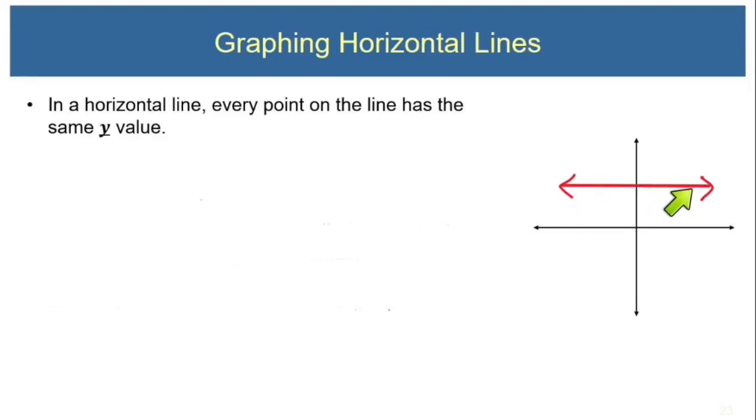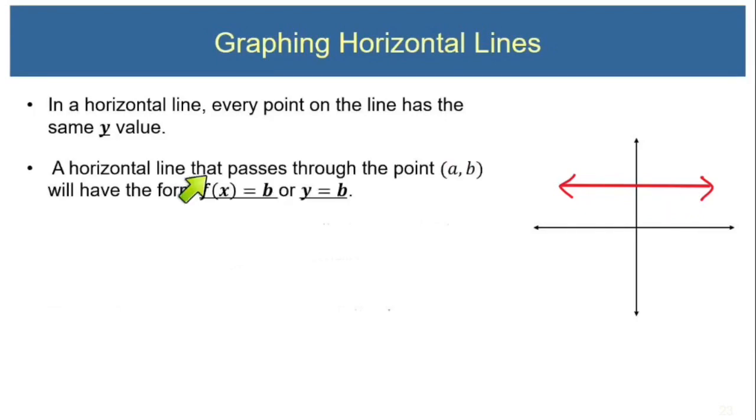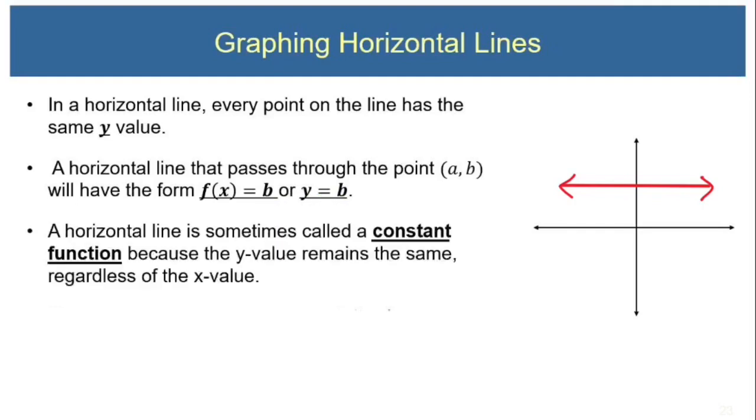So they all have the same y coordinate. A horizontal line that passes through the point A, B, whatever those numbers are, will have the form f of x equals b, or you might see it written as y equals b, because we know that f of x and y are interchangeable notation. So the equation of a horizontal line will look like y equals some number.